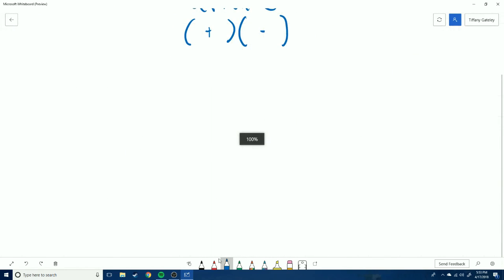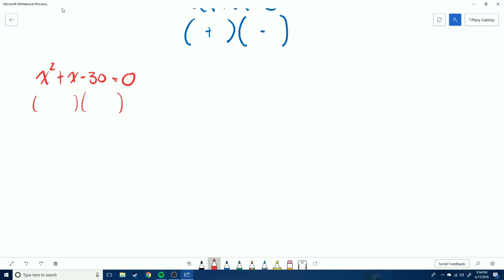Do it in red. So we have x squared plus x minus 30 equals 0. So we have our two parentheses, and plus and minus. And because this is x squared with your coefficient of 1 here, your x's just go here. And then we're just looking at your c, which is 30. And you're looking at factors that multiply to 30 that will subtract to get 1.